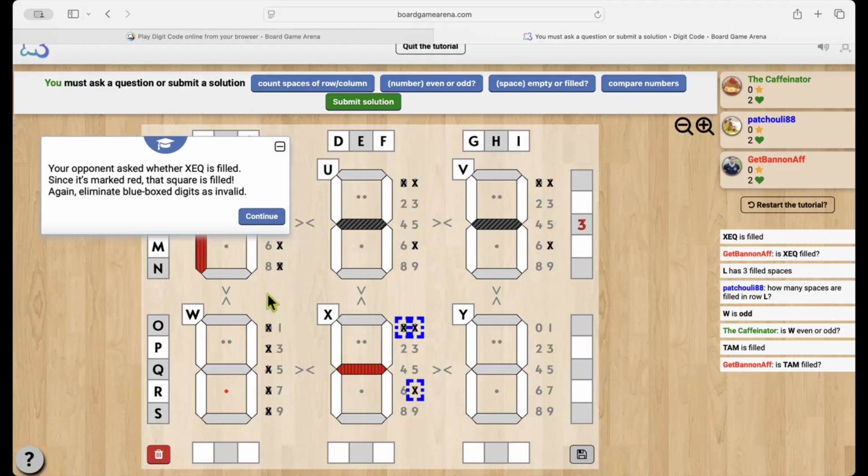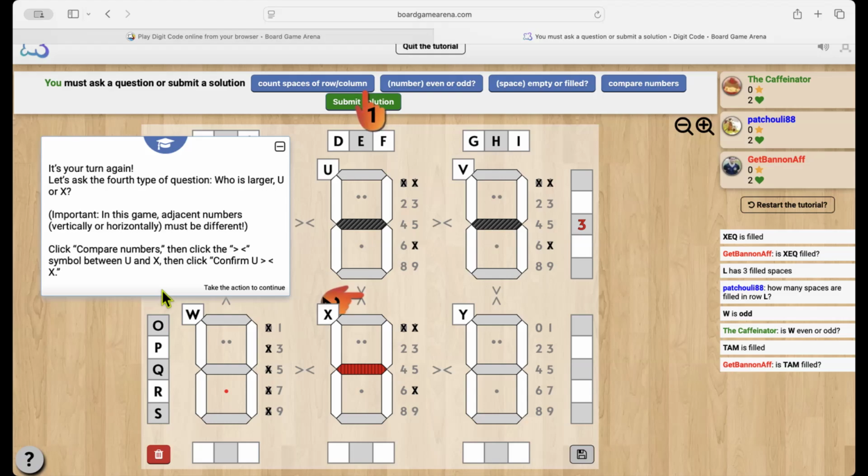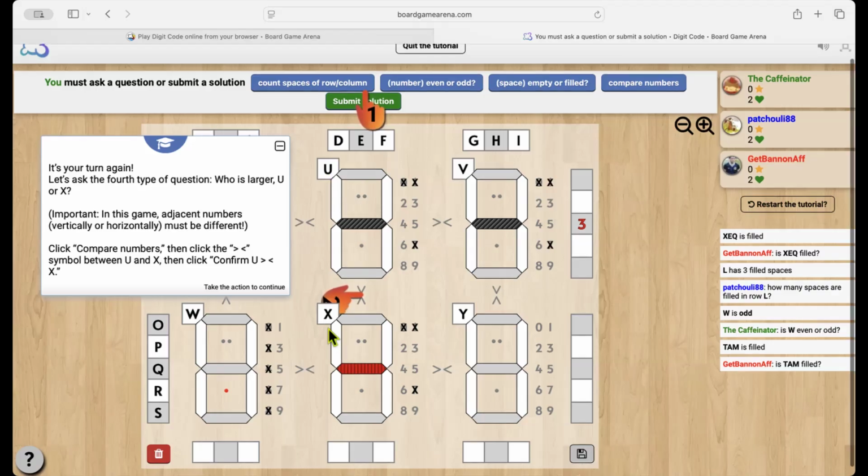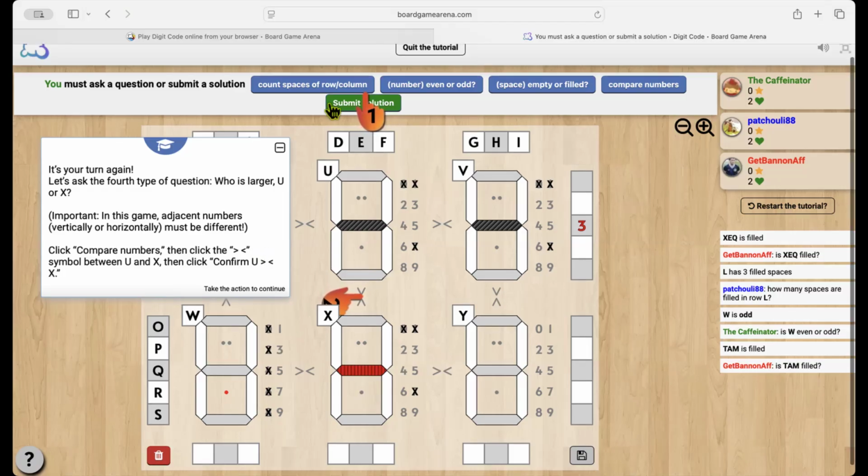Think of these as digital numbers on a clock. It's your turn again. Let's ask the fourth type of question: who is larger, U or X? So is the number in U larger than the number in X? Important, in this game, adjacent numbers, vertical or horizontal, must be different. So it can't be the same number like 3 and 3, or 3, 3, 3 here. So click compare numbers, then click this right here between U and X and confirm.